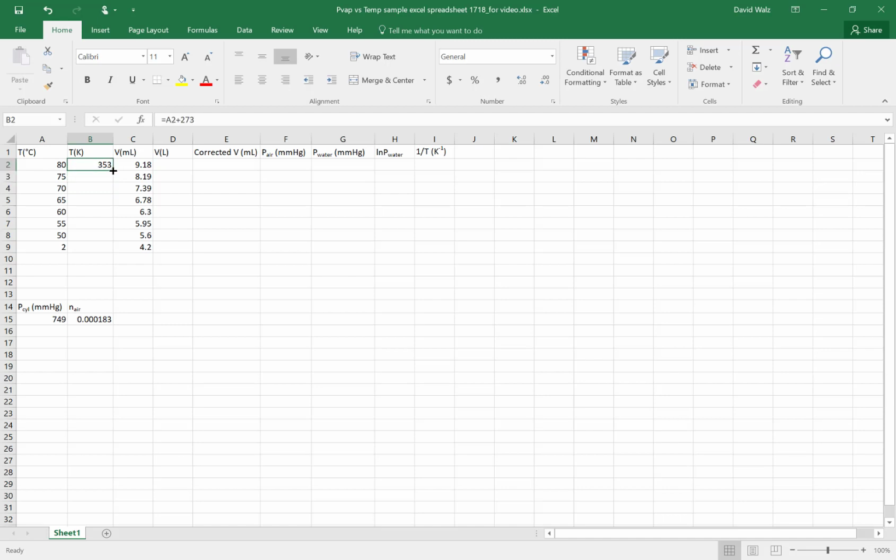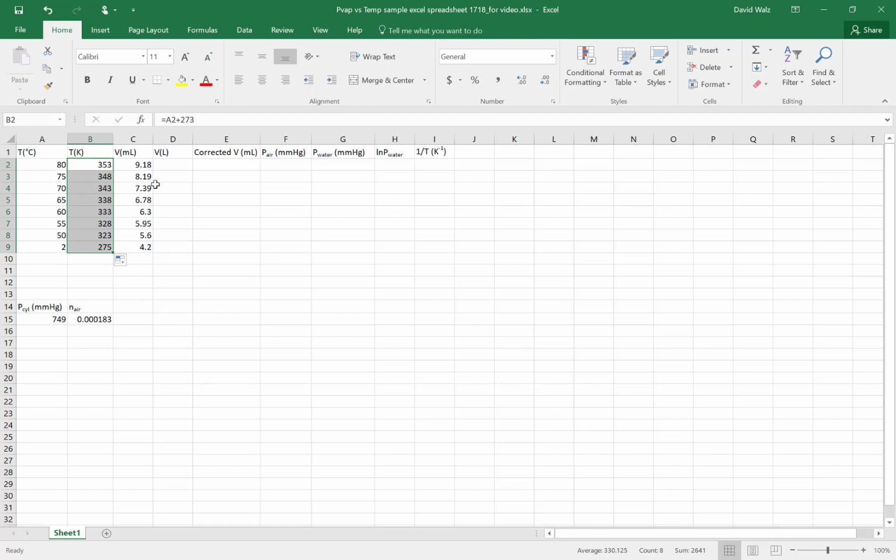When I hit enter, it automatically adds the 273 to 80 because I told it to do it to A2. Now, if I drag this, what Excel is going to do is change the function to be A3 plus 273, then A4 plus 273, and it's going to fill in B3 through B9 when I do that. So all I have to do is drag this down, and then it automatically added 273 to each of these numbers.